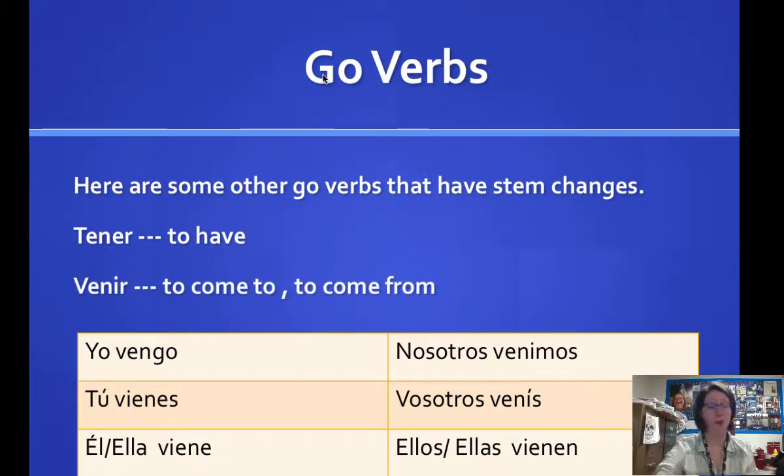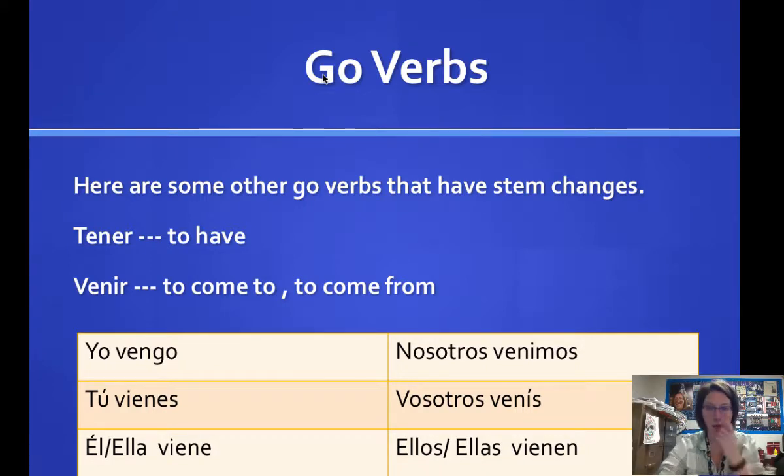So, tener you've already had. Okay, so yo tengo, tú tienes, él, ella, usted tiene. Venir looks almost identical to tener, except it's an IR verb. So we have yo vengo, tú vienes, él, ella, usted viene. Nosotros venimos, vosotros venís, ellos, ellas, ustedes vienen. So as you notice, the only difference, since we now have an IR verb, is that the nosotros and vosotros forms have different endings. But otherwise, it kind of looks the same.